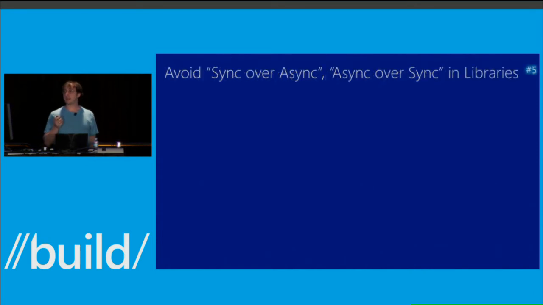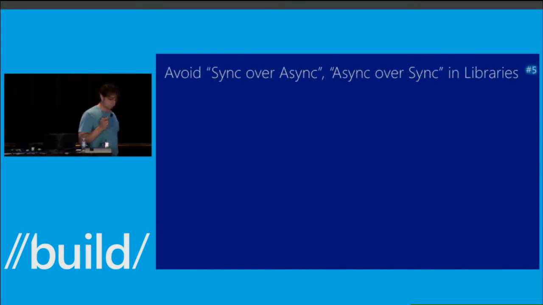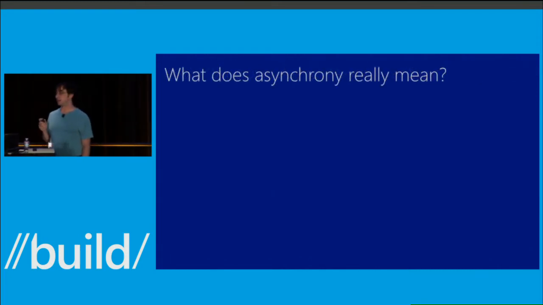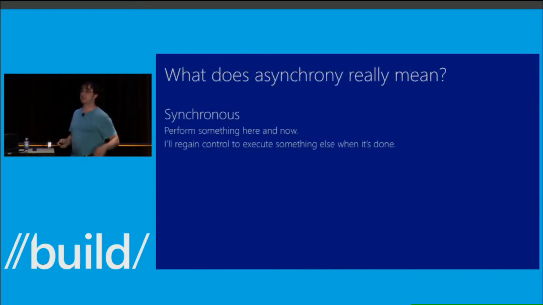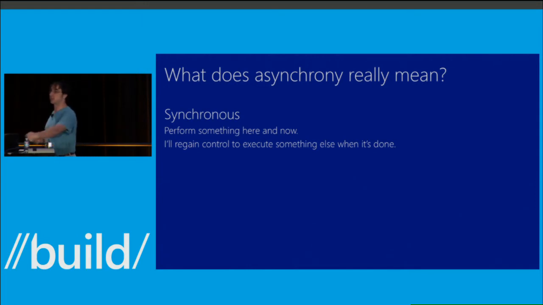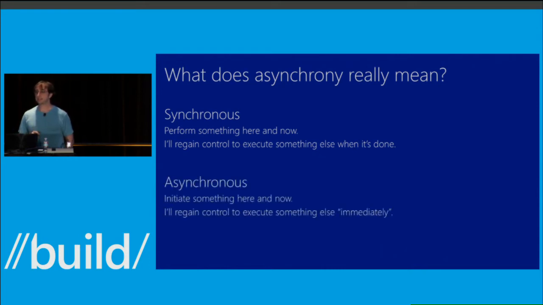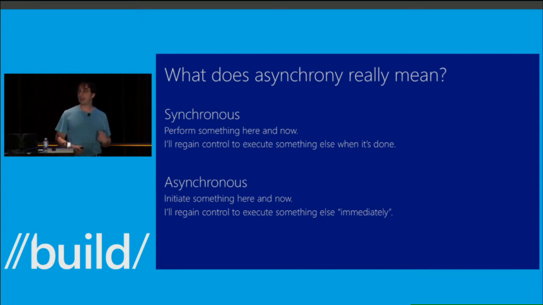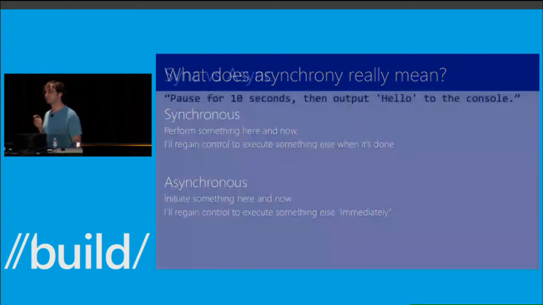When you're writing libraries, you need to really understand why you're exposing something as an asynchronous operation. So a synchronous method is something that you call, it does its work here and now, and the caller's not going to regain control until the operation actually completes. An asynchronous operation is one where you initiate it, you get control back, and you're able to execute something else immediately. Okay? So synchronous and asynchronous.